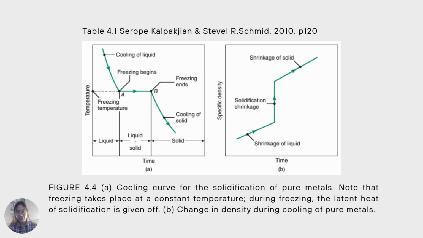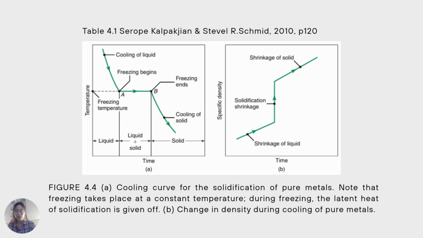This figure illustrates what happens as a pure metal cools and solidifies. In figure A, on the left, we see the cooling curve. The temperature of the liquid metal drops until it reaches the freezing temperature, where solidification begins. During this stage, the temperature remains constant, even though heat continues to be removed, because the latent heat of solidification is being released. Once all the liquid has turned into solid, the temperature resumes dropping.